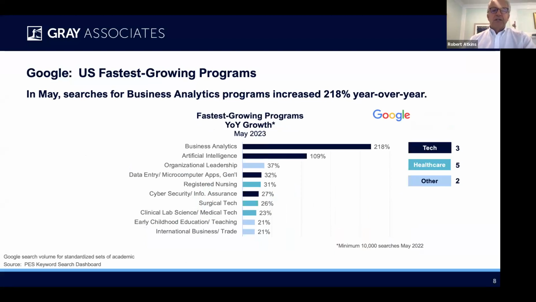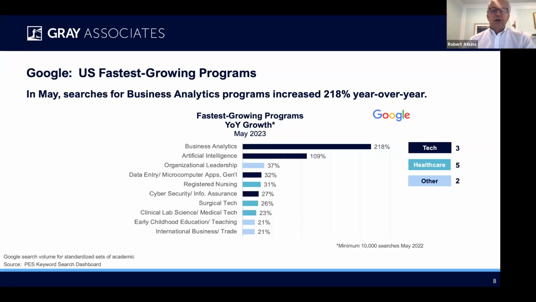One of those programs is business analytics. At the bachelor's level, it's up 218%. AI is very hot, as you might imagine, up 109%. And then we get to more what I would call mainstream programs, organizational leadership. We have a couple of other techs, data entry, and cybersecurity, information assurance. And then we have just a range of other things.